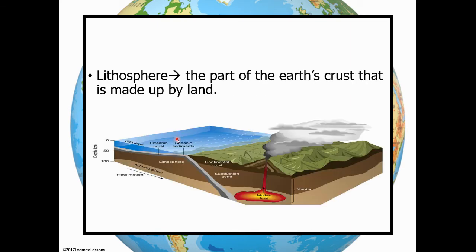Our next sphere is the lithosphere, which again is what we're talking about today. The lithosphere is the part of the Earth's crust that is made up by land. Basically it's everything, because even underneath our oceans, of course, you have land, you have an oceanic basin. You can't just swim all the way down to China or what have you, okay? We are going to be spending the majority of today talking about the lithosphere and everything that does.